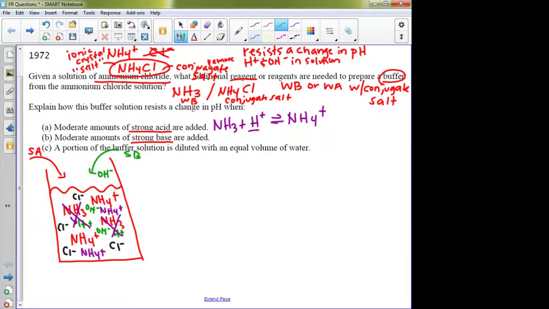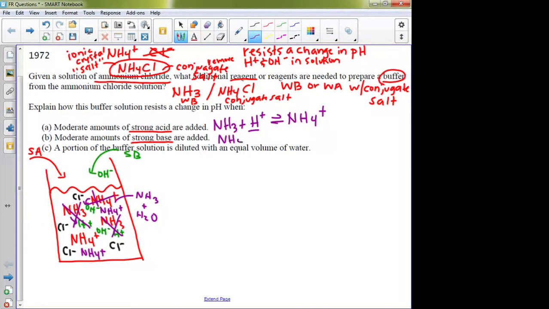Why? What's going to happen? I'll make H2O and NH3. So this NH4 is going to donate a hydrogen to this OH negative, and then we're going to make NH3 and H2O. So again, my pH doesn't what? It doesn't change.